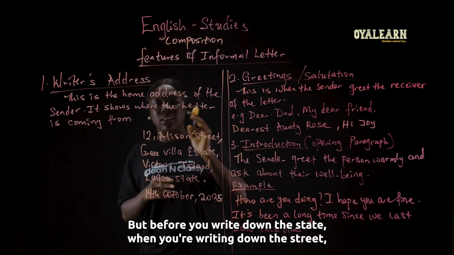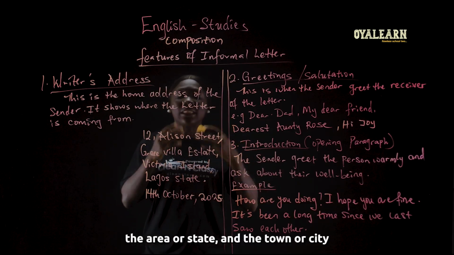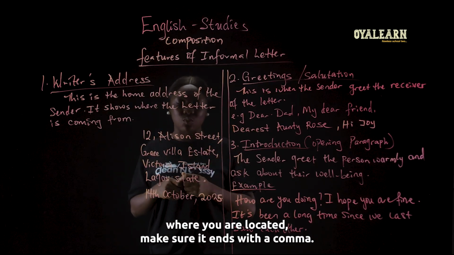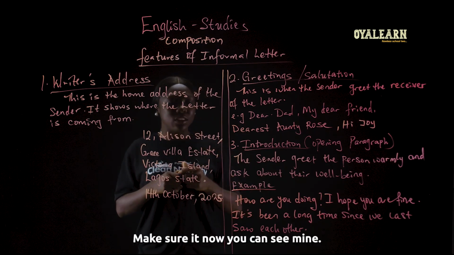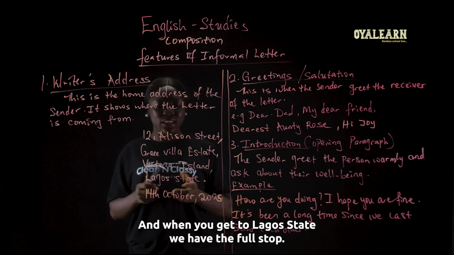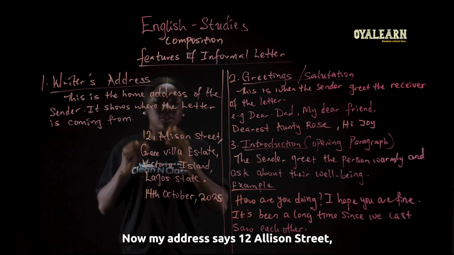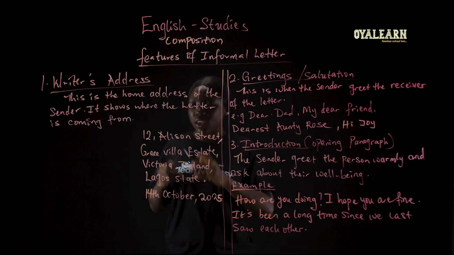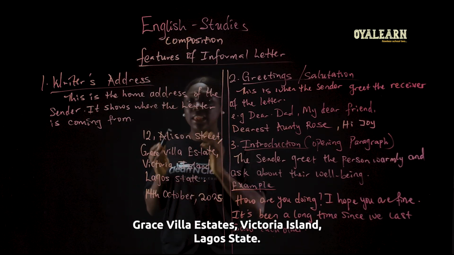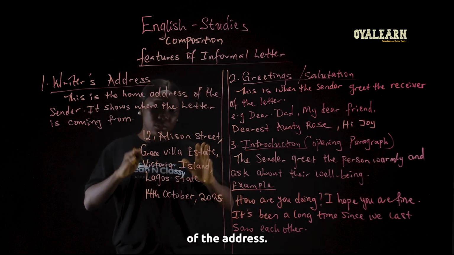But before you write down the state, when you're writing down the street, the area or estate, and the town or city where you're located, make sure it ends with a comma. Now you can see mine. There is a comma here, a comma here, a comma here. And when you get to Lagos State, we have the full stop. Now my address says 12 Allison Street, Grace Villa Estate, Victoria Island, Lagos State, full stop. That is the end of the address.